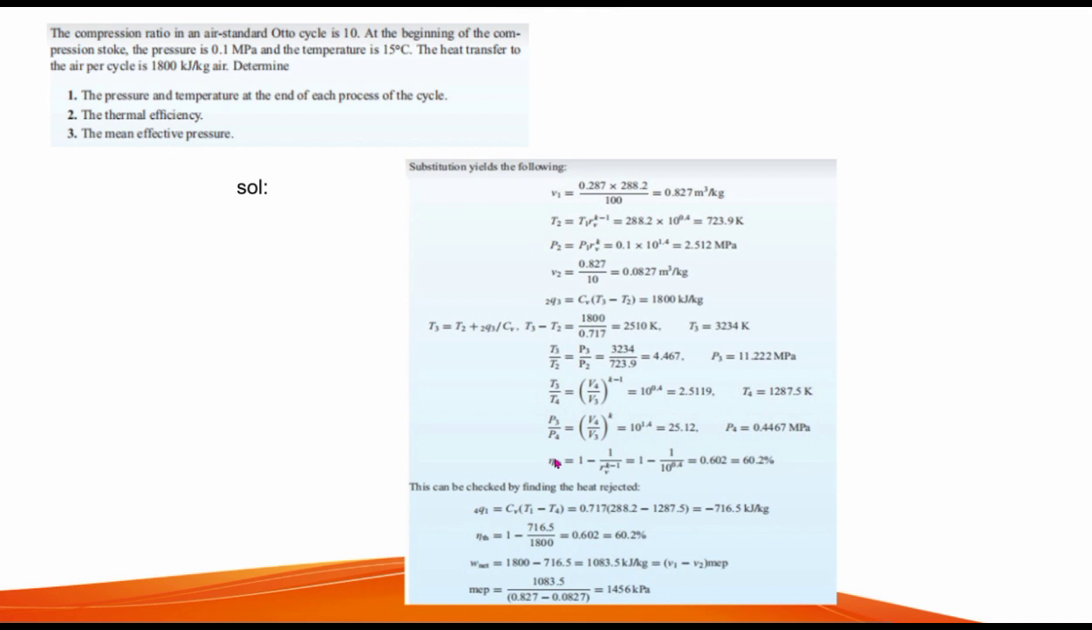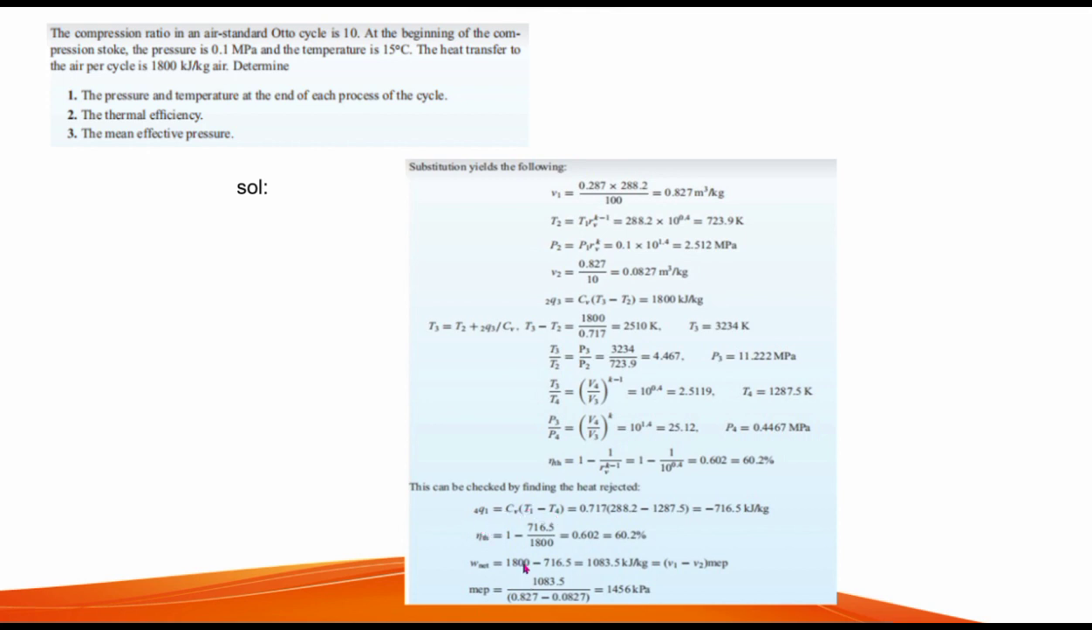And then to solve for our Q1, we have the formula Cv times T1 minus T4. So we have 0.717 times 288.2 minus 1287.5, and it is equal to negative 716.5 kilojoules per kilogram.